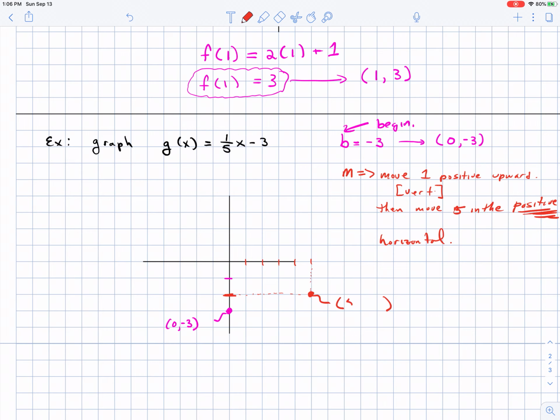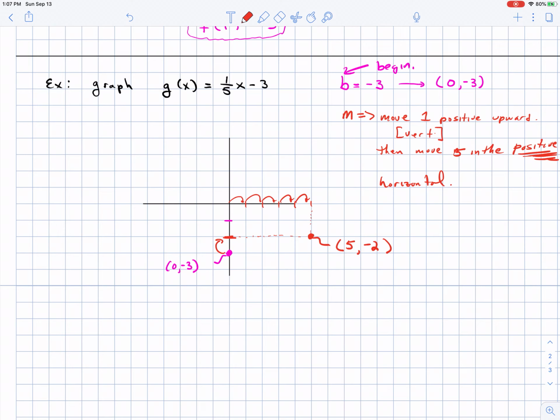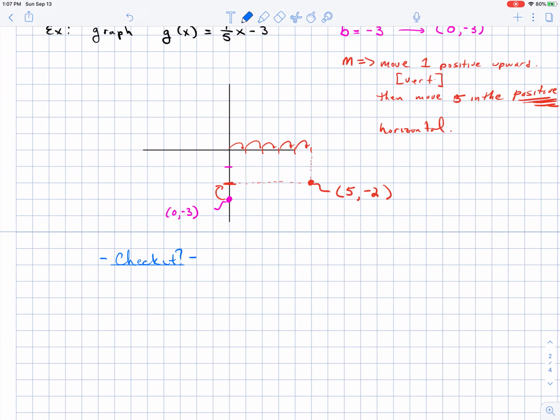That's right. We moved over 5 in the horizontal. 1, 2, 3, 4, 5. But we also moved up 1. So that should be -2. Now, I picked this one mainly because, you'll see, I hope. Let's see. Can we check it? And then you tell me if we're right or wrong? Is that a possibility that you could tell us whether or not you were right?